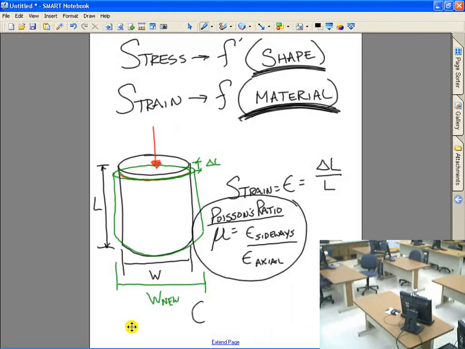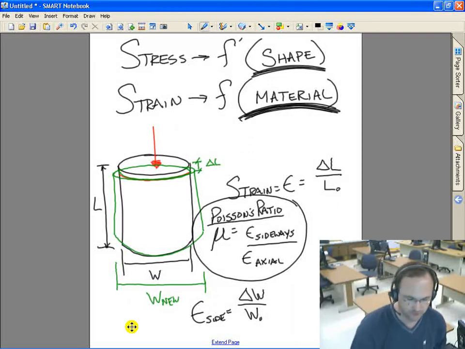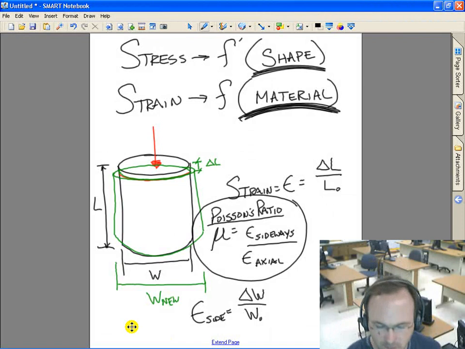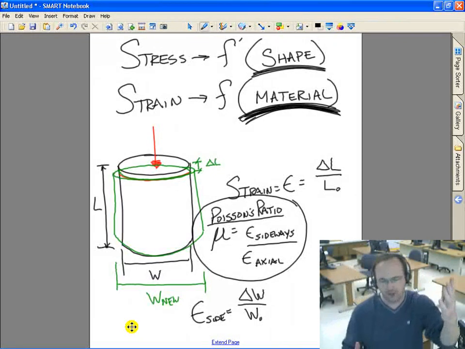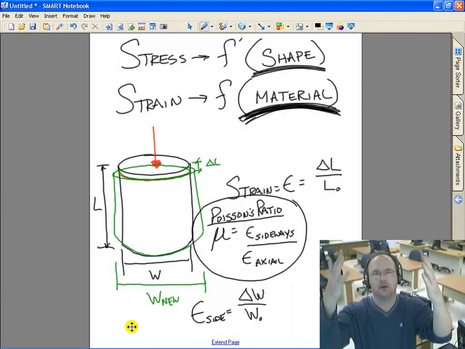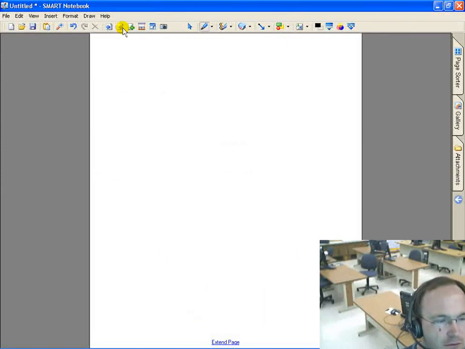And the strain sideways would be change in W over the original W. Just like this was the change in L over the original length of L. So that's what the Poisson's ratio is. Both of these relate the material. Okay, we have the shape, the stress, and we have the material. There should be a way we can relate those, and there is.